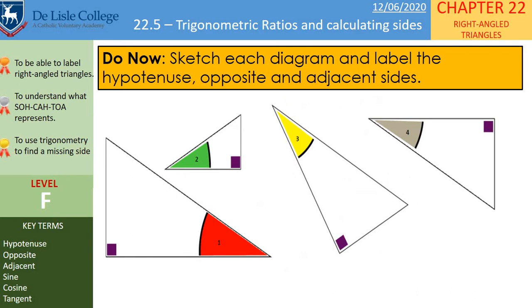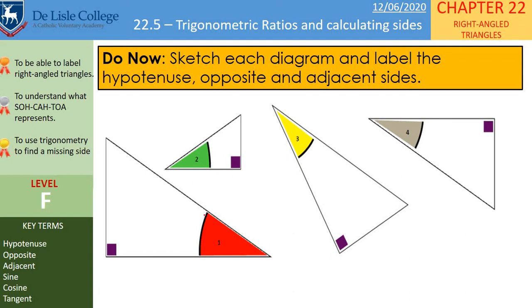And do sketch them, you don't need to get a protractor out to measure 90 degrees, just sketch them. Label the right angle, label the other angle, just by shading it a little bit or labelling it as something, and then label the three sides for me: hypotenuse, adjacent or opposite. Please pause the video as you do this.